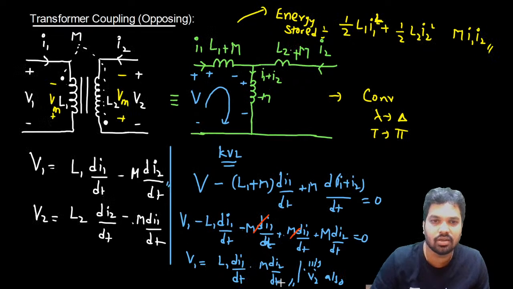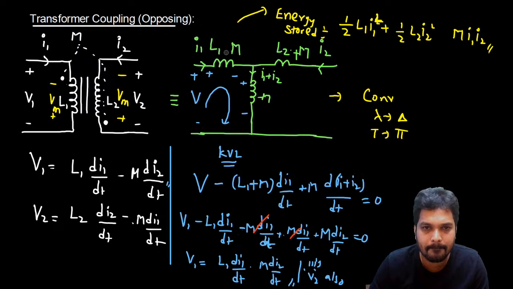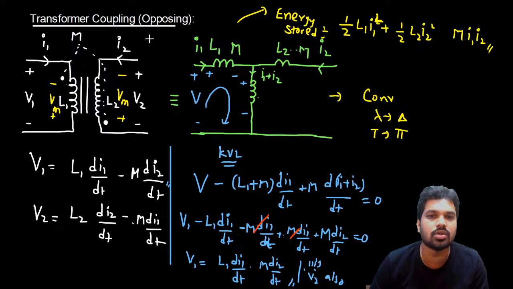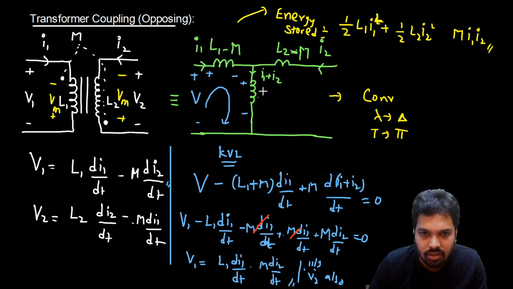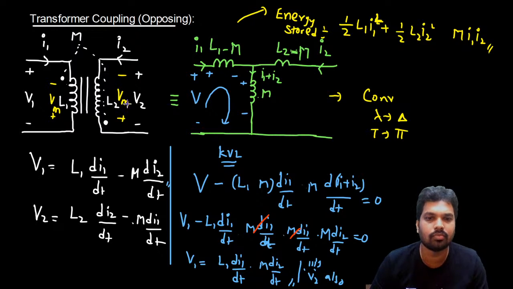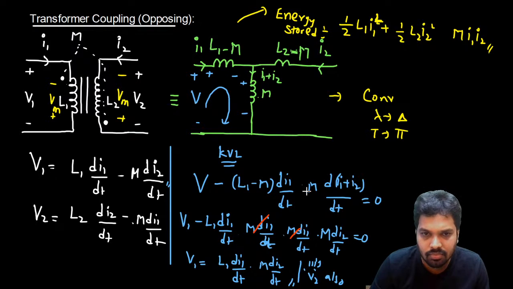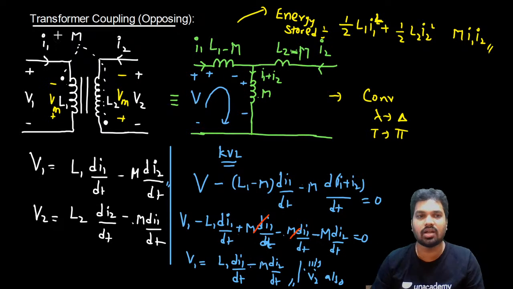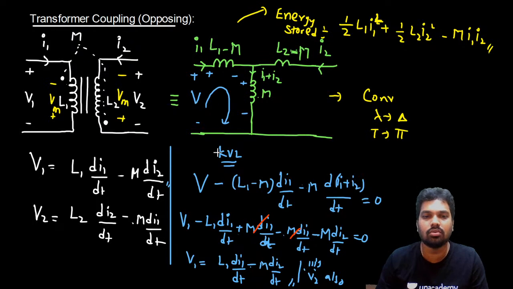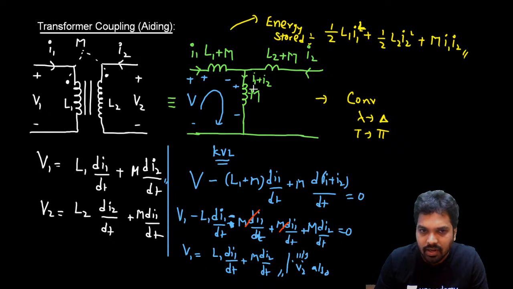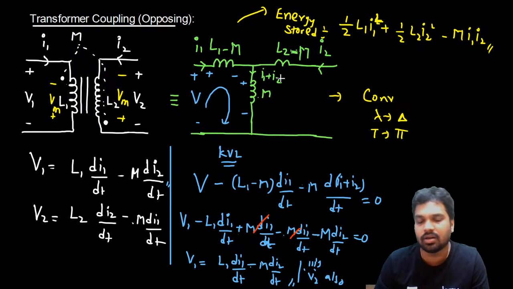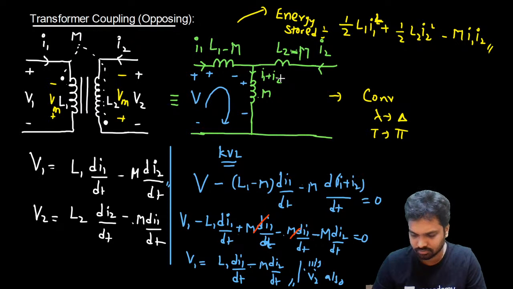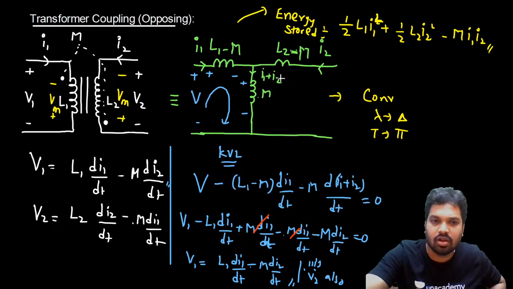That's okay. Sorry for that. Chalo. L1 minus M, L2 minus M and M. So minus L1 minus M, minus M dI1 by dt. So minus L1, minus into minus plus, and minus. Finally, this is the answer. Right. So if it is additive, L1 plus M, L2 plus M and minus M. If it is opposing, L1 minus M, L2 minus M and M. Right. So that will finish this transformer coupling.